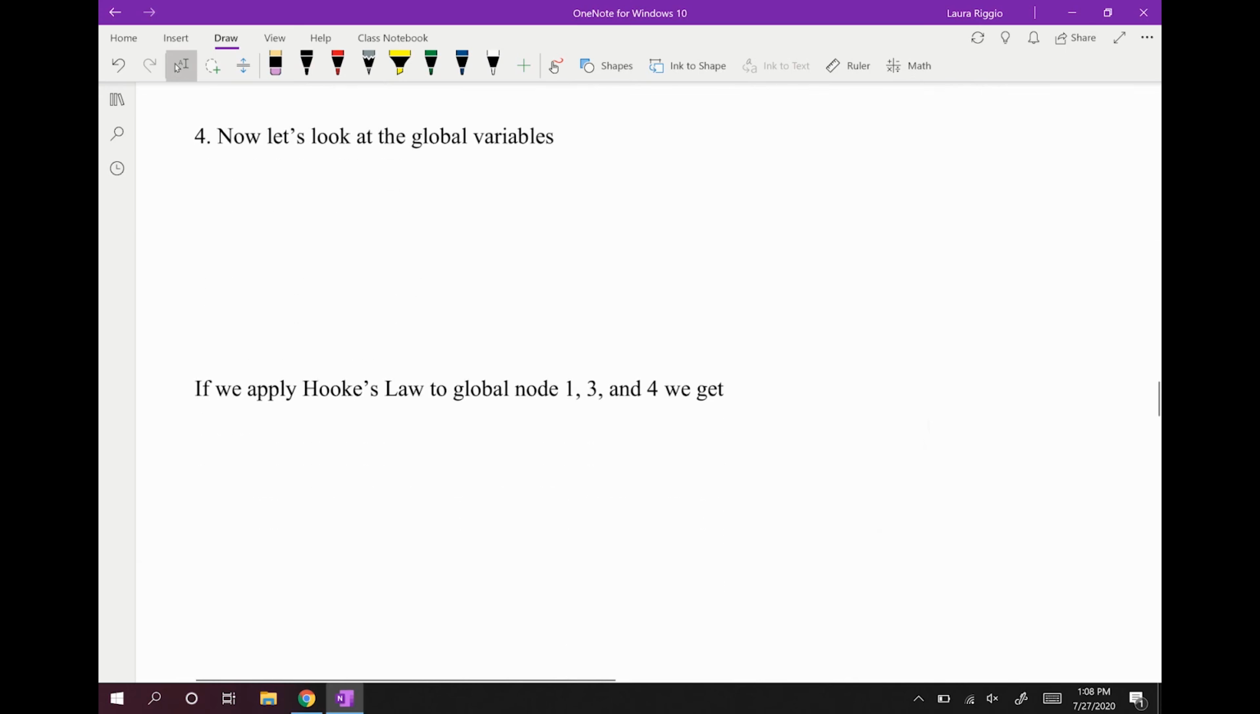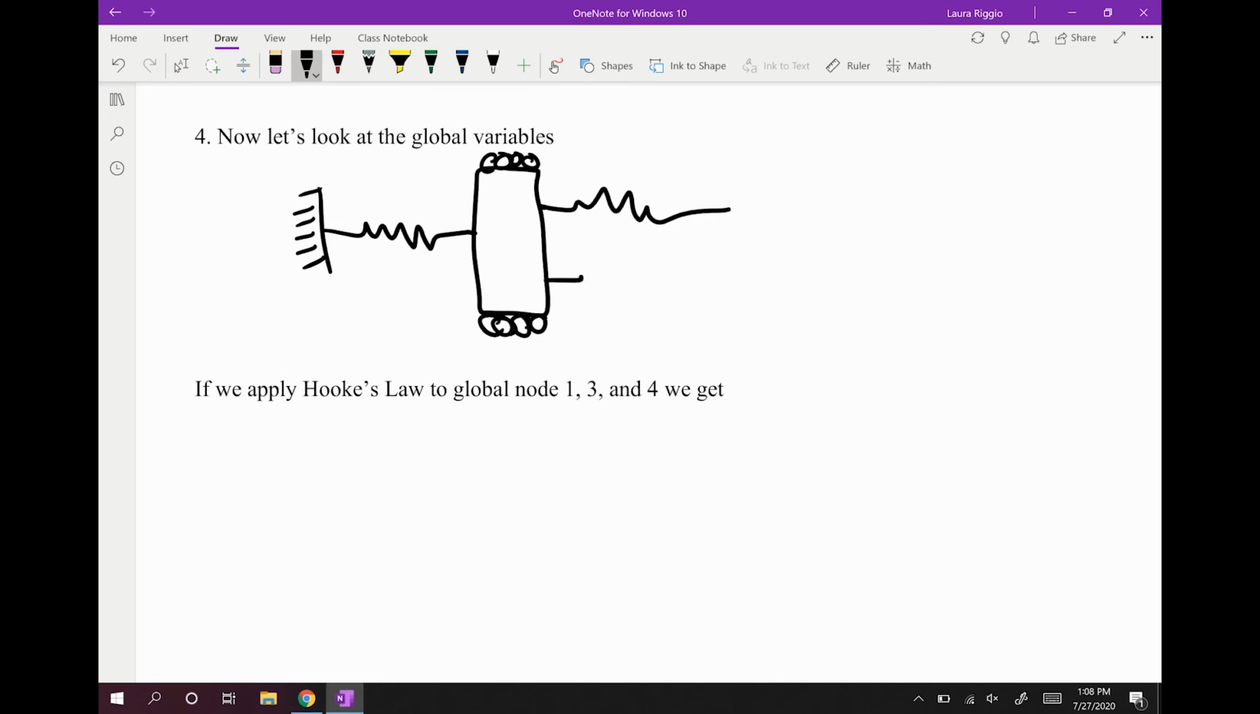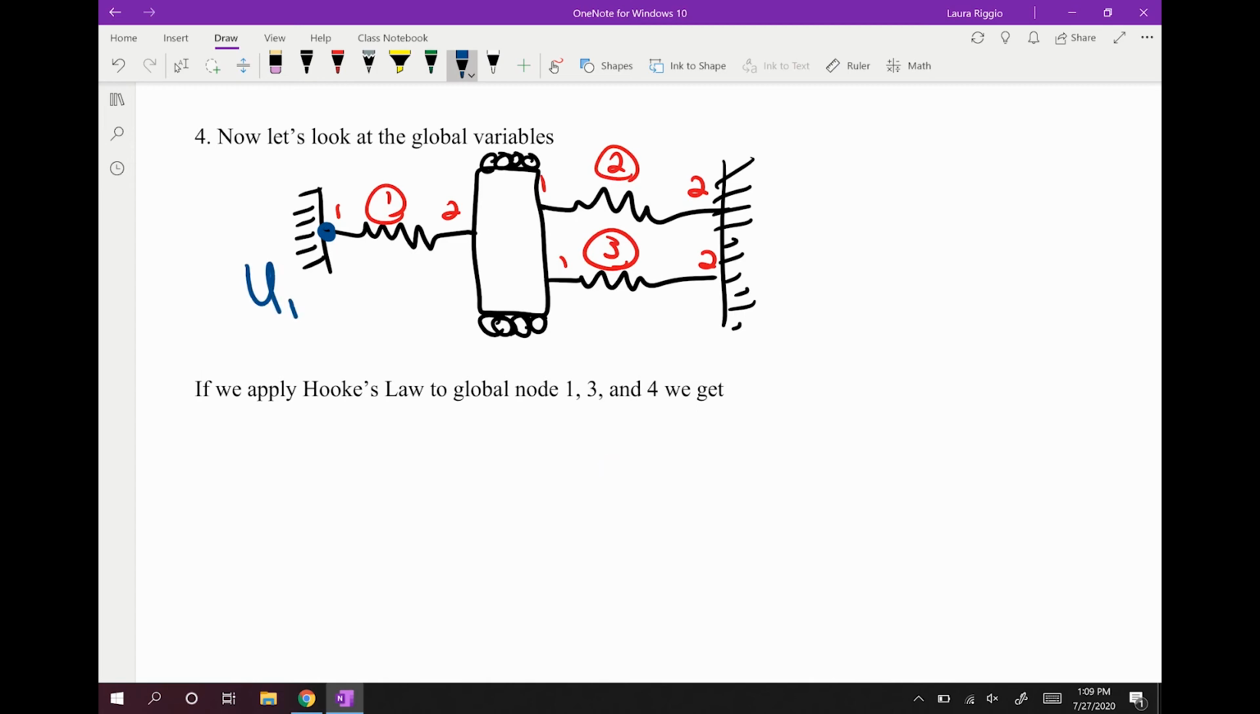So if we look at the problem from a global standpoint, I still have a wall, I still have my spring, I still have my bar, I still have my second spring, I still have my third spring, I still have my wall, I still have springs 1, 2, and 3, and it still has the respective nodal ends. But from a global standpoint, I have my global displacement, my global force at point 1.